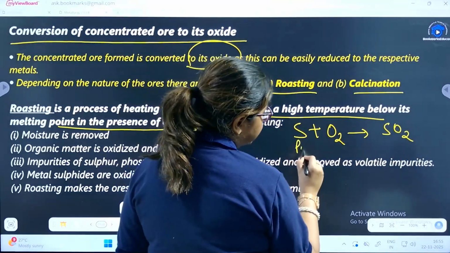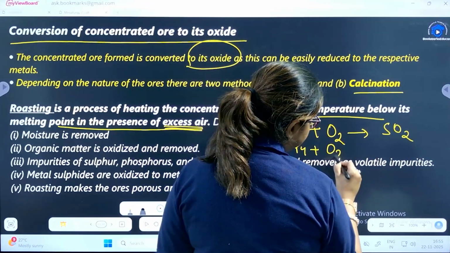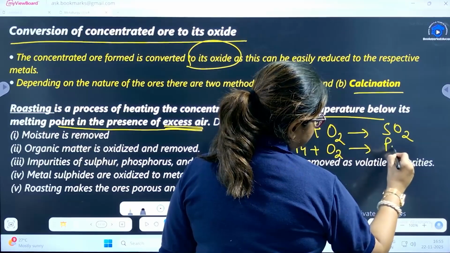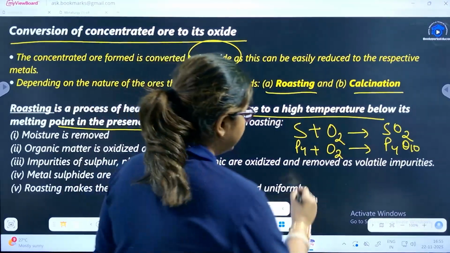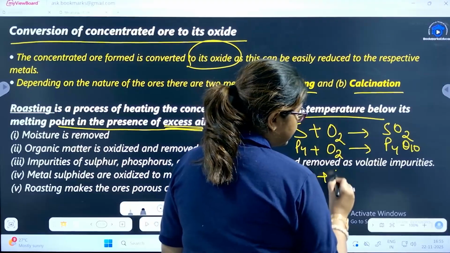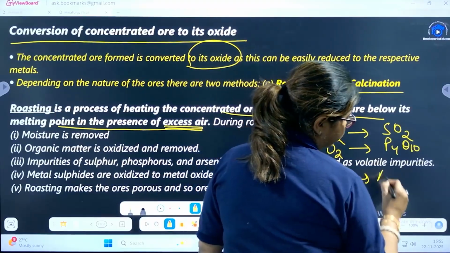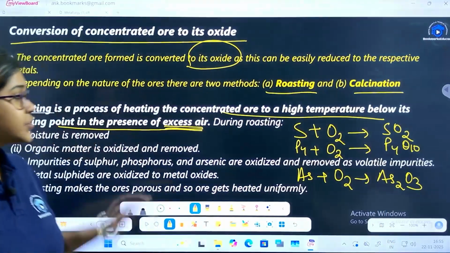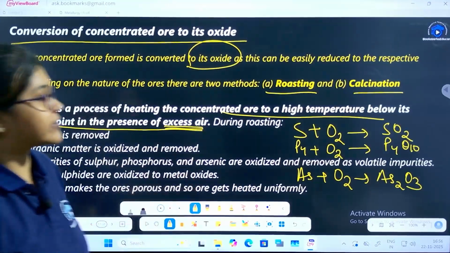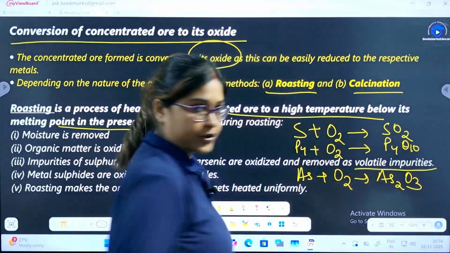If you have phosphorus, it will react to give phosphorus oxide. If you have arsenic, it will react to give its oxide. Okay. So these impurities are removed as volatile impurities.